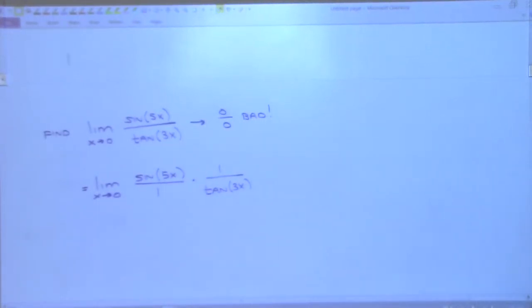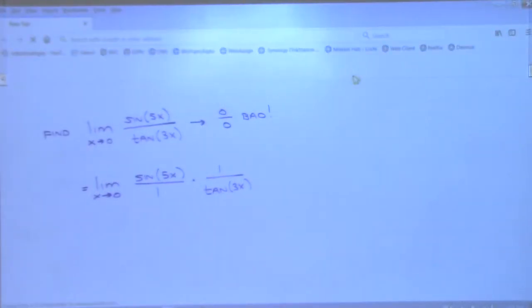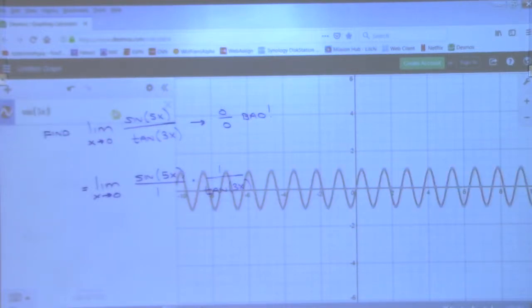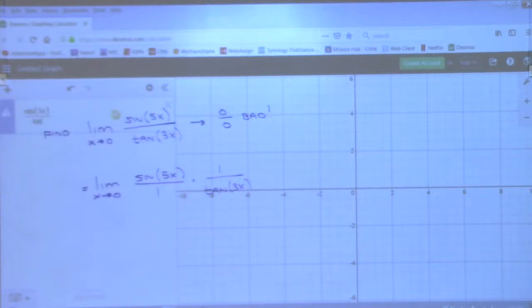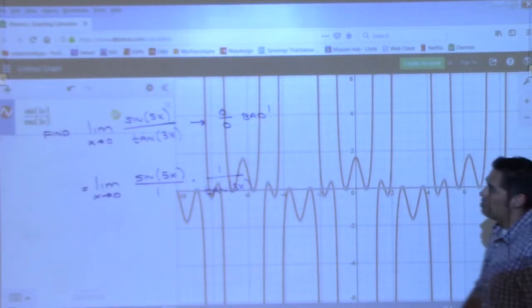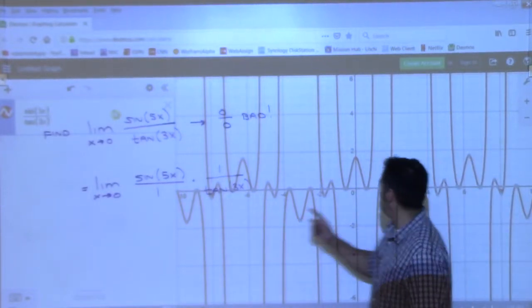Let's do something real quick. I'm going to bring up a graphing utility, Desmos, and graph this function just to see what it looks like: sine of 5x over tangent of 3x. All right, that's a mess, isn't it? I want to know what's happening as our function approaches what? 0.